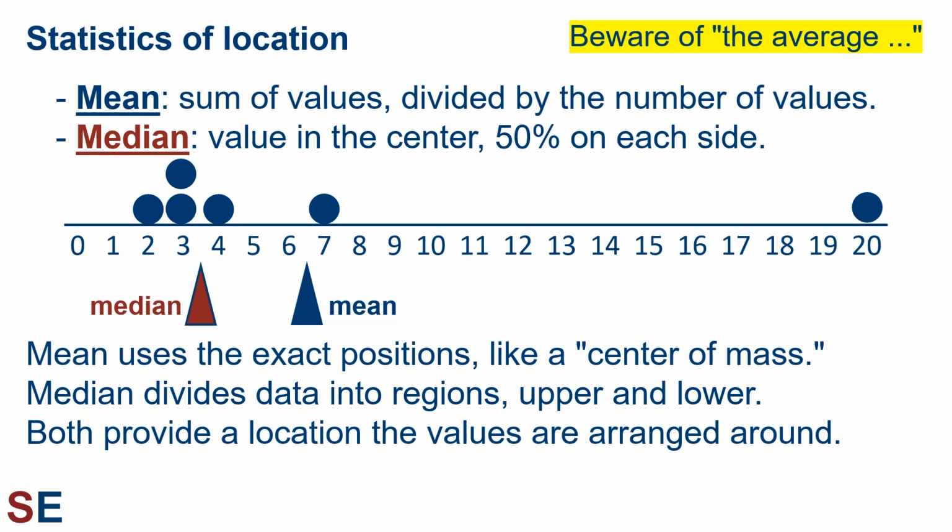For this data set, if someone wanted to make the average value seem small, they would use the median, but if they wanted to make the average value seem large, they would use the mean. So you always have to be aware of which average someone is talking about when they're describing a data set where you can't see all the values, they're just telling you the average.